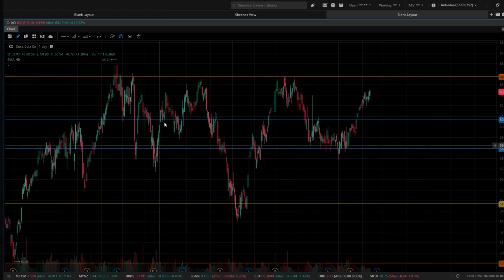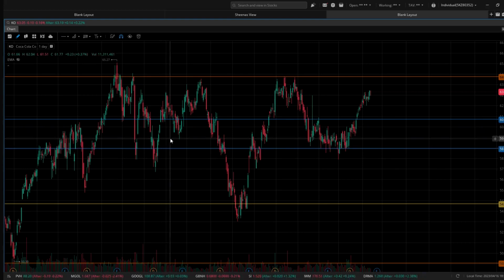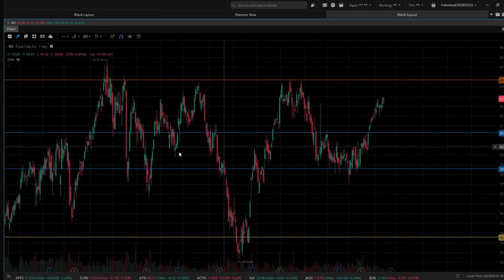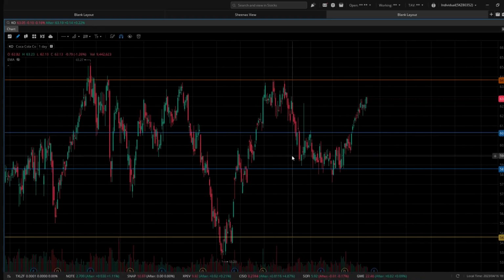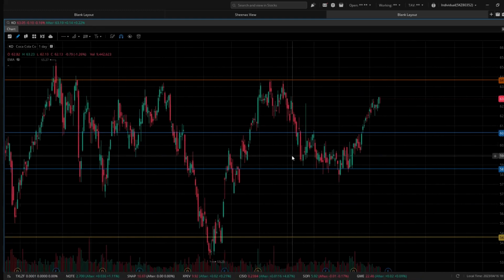And you can see how this is interchangeable. Support can be resistance and vice versa, depending on where you are on the chart. But if you're seeing that it's kind of gravitating to those spots multiple times, then you know that's where buyers and sellers are sitting. That's where buyers' and sellers' orders are sitting.